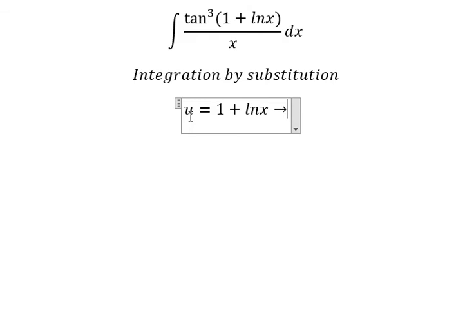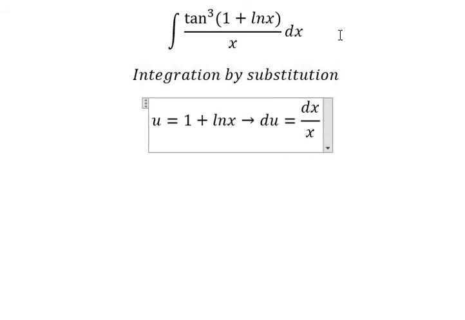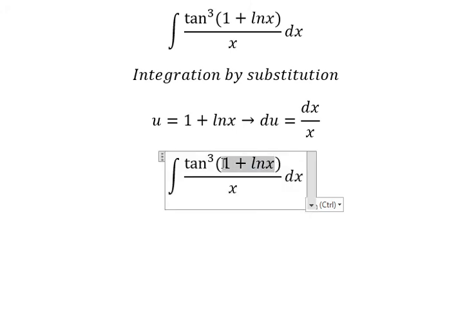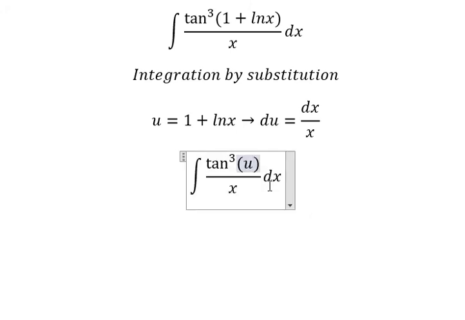Later, we take the first derivative of both sides. The derivative of number 1 is 0. The derivative of ln x is dx over x. This one we change by u. dx over x we change by du.